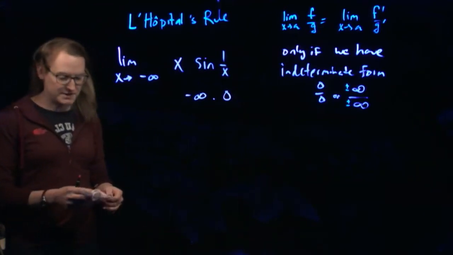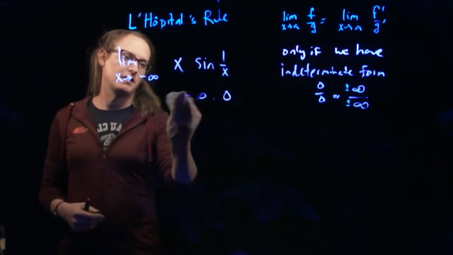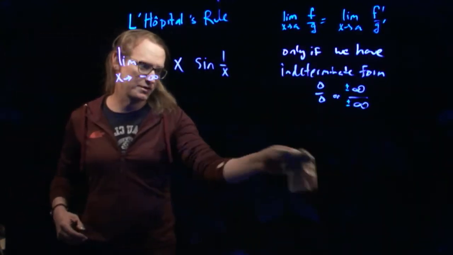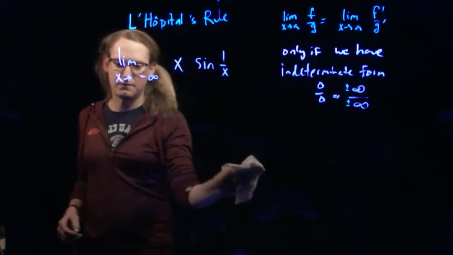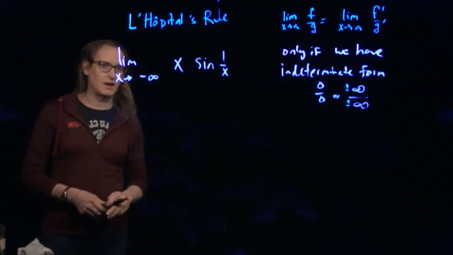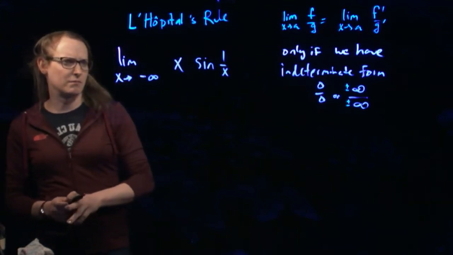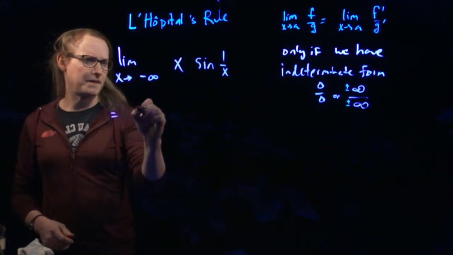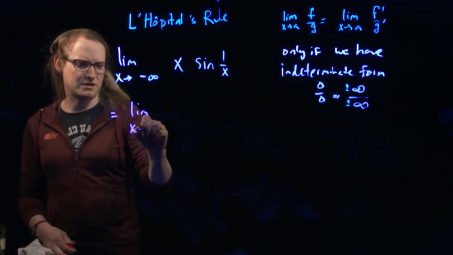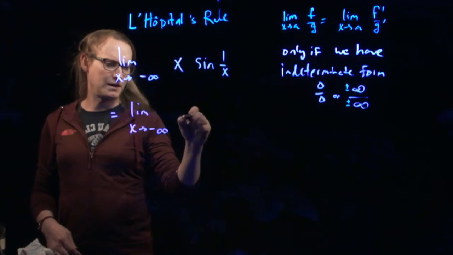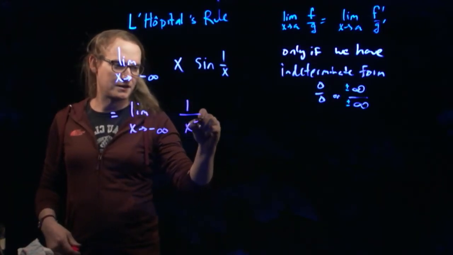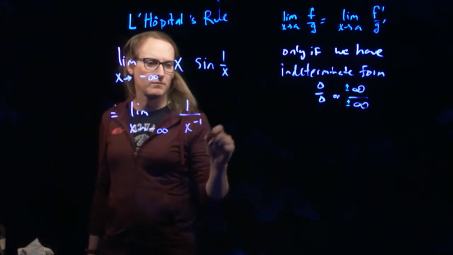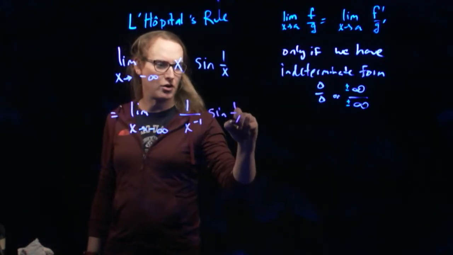So what we're going to do instead is we're going to rewrite this so that it's in a form where I can apply L'Hopital's rule. So I want to get it into either 0 over 0 or infinity over infinity. And so I can either try to move x into a numerator or denominator or sine into a numerator or denominator. I think today I'm going to do it by going the limit as x goes to negative infinity of 1 over x to the minus 1 times sine of 1 over x.